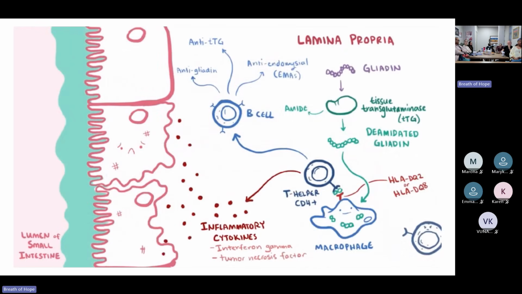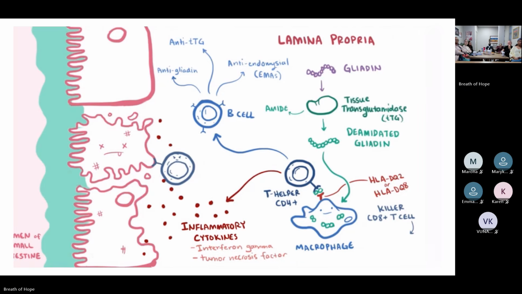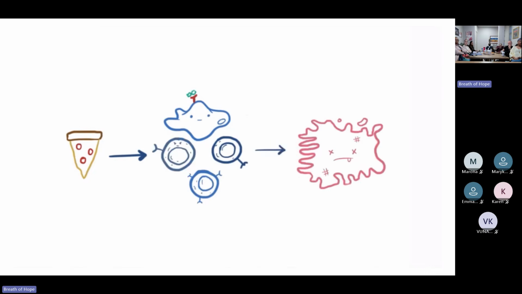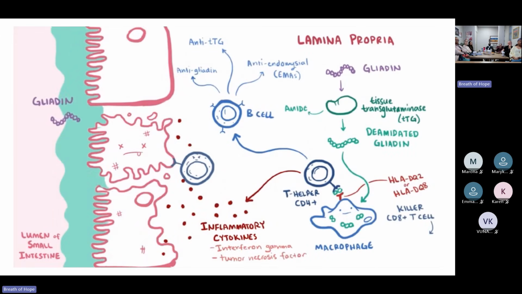Finally, the helper T cells also recruit killer CD8 plus T cells, which is when things start to get nasty. Killer T cells are drawn to and destroy cells undergoing inflammation. So, in short, as patients eat gluten, the immune system is stimulated and epithelial cells are destroyed. It's also possible that the destruction of these cells lets more gliadin across the epithelium, since they're not bunched together as tightly as they were before.